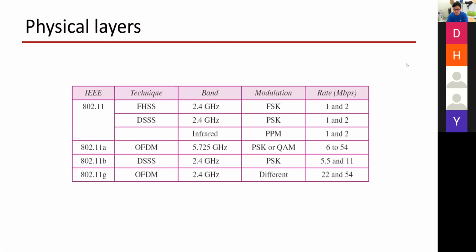So, the physical layer of Wi-Fi. We understand what 802.11 is: a, b, g, n, ac. They use frequency hopping, direct sequence spread spectrum, and OFDM, orthogonal frequency division multiplexing, and they use 2.4 and 5 gigahertz. FSK is frequency shift keying, and PSK is phase shift keying. We know what QAM and PSK and the different mechanisms are, and the rate is what we get. So we understand the basic terms, right?